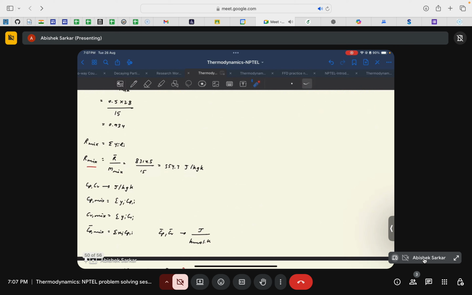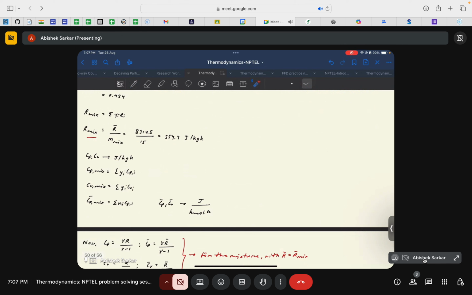Next is to find Cp and Cv for the mixture. If you recall, Cp for the mixture in terms of your mass fraction would be given by the summation of yi Cpi, and of course Cv would be summation of yi Cvi. Then, Cp bar mix would be summation of xi Cpi bar, and Cv mix, I think I can write it directly. Cv mixture would be summation of xi Cvi.